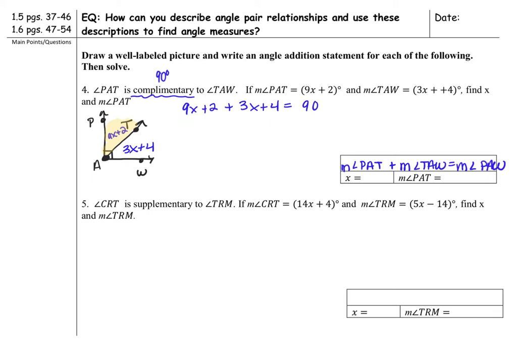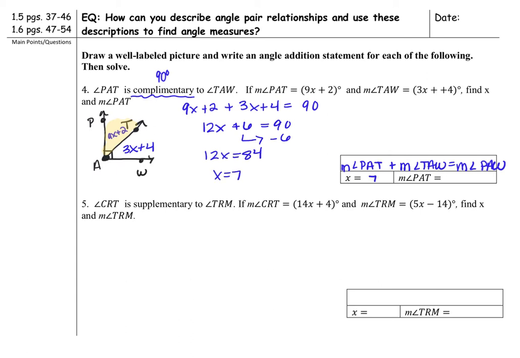So let's go ahead and combine our like terms. So 9x and 3x, that's going to give me 12x. And then you have 2 plus 4, that's 6. That's equal to 90. If you subtract the 6, you get 12x is equal to 84, making x 7.